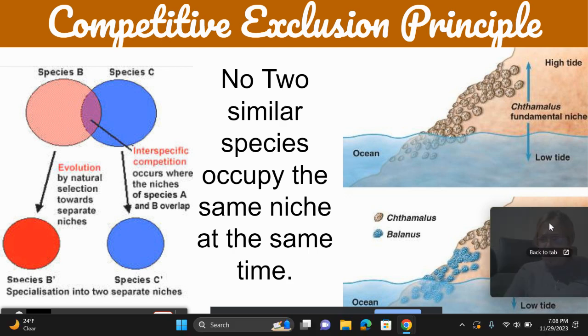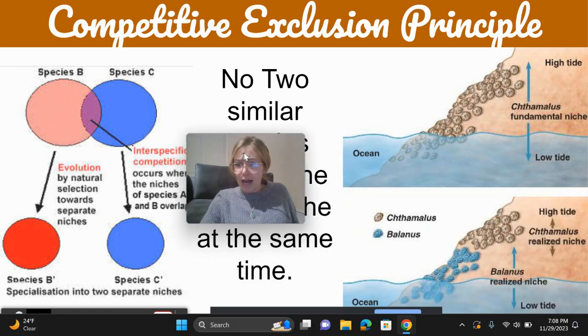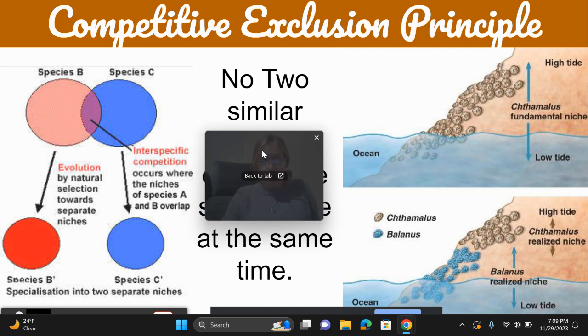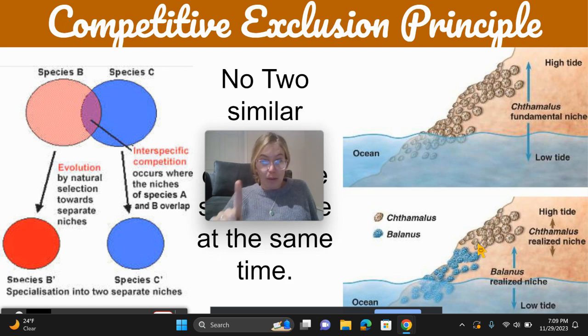The example that I have here is of high and low tide. Essentially what it's showing is there's two different species of barnacles. These are barnacles that are up against rock. And it's saying that, again, competition is negative. So these barnacles do not want to compete for space or food. To avoid that, they end up occupying two different niches. And that can happen over a long period of time.